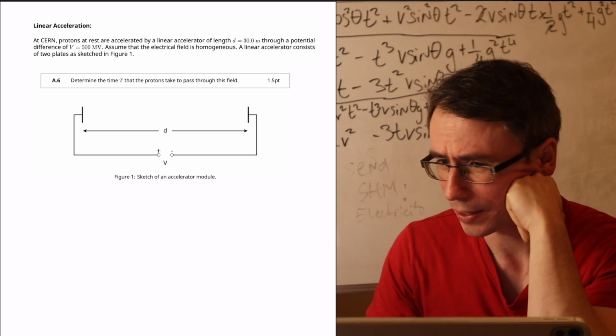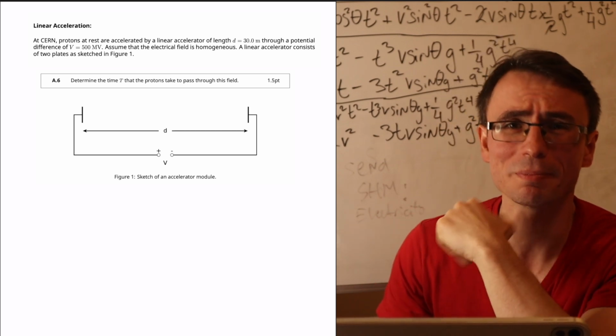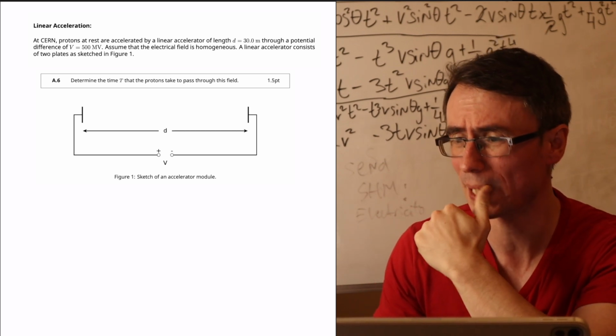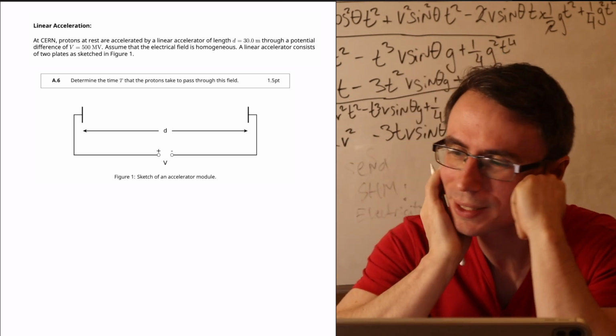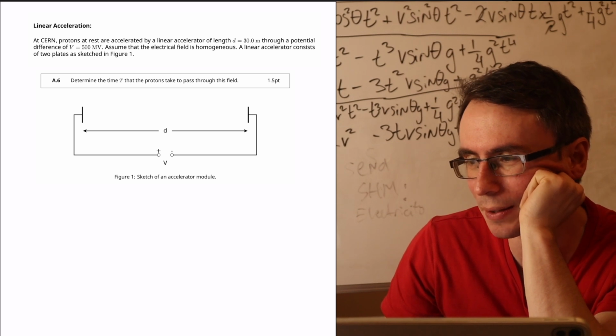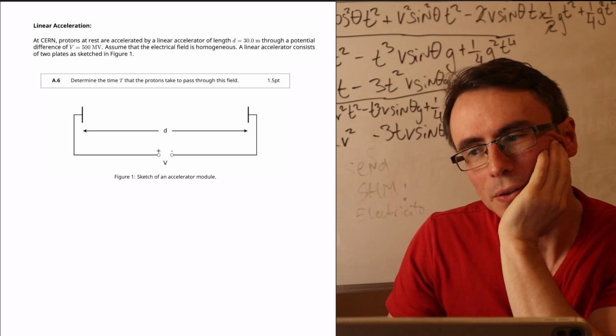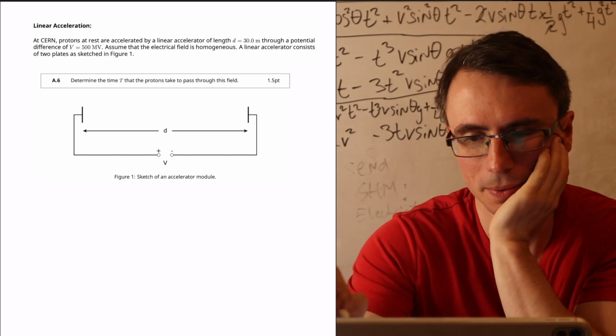A linear accelerator consists of 2 plates. Okay, well, that looks nice and simple enough. Positive plate, negative plate, electrons jumping through. We want to determine the time that the protons take to pass the electric field. So let's have a think.